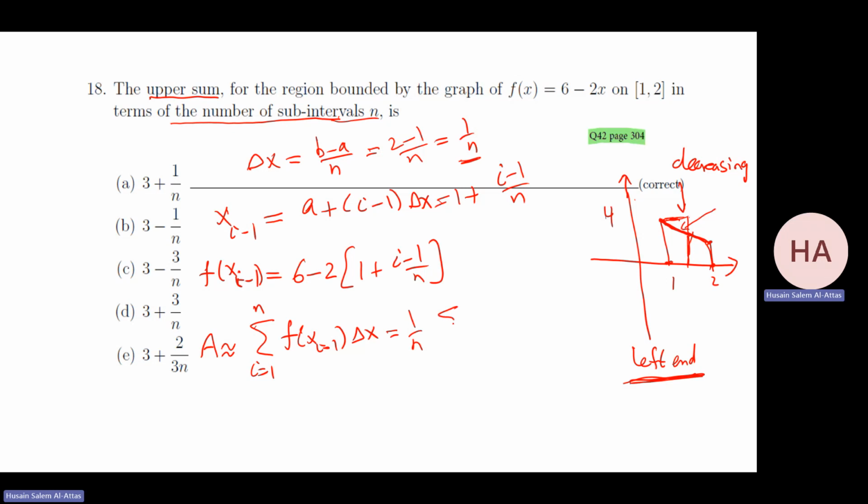That will be 1 over n, summation i equals 1 to n of this, which is 6 minus 2 minus 2i over n plus 2 over n. Okay, this one I can simplify. I need to save time. So this is 6 minus 2 minus 2i over n plus 2 over n. So that will be 4 plus 2 over n minus 2i over n. Matter of calculation, need to be careful about it.